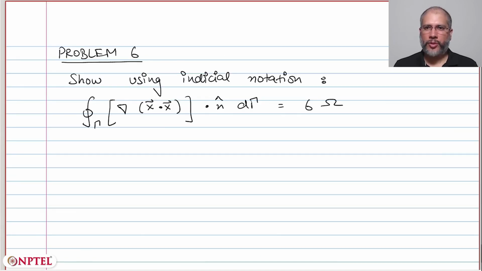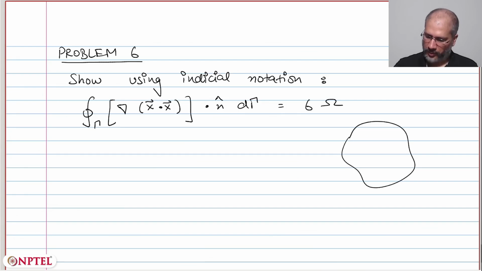So let's look at problem 6, which is the last problem for today's tutorial. It says that using the indicial notation, we have to show that this integral on the left hand side, which is basically a closed integral over a surface, is equal to 6 times the volume of the object. So we will be using Gauss's theorem here to relate the closed area integral to the volume integral. So remember, this was a volume omega which had a bounding surface gamma.